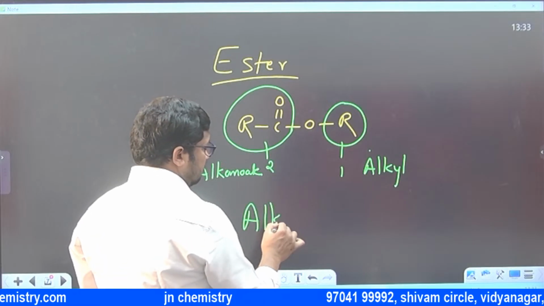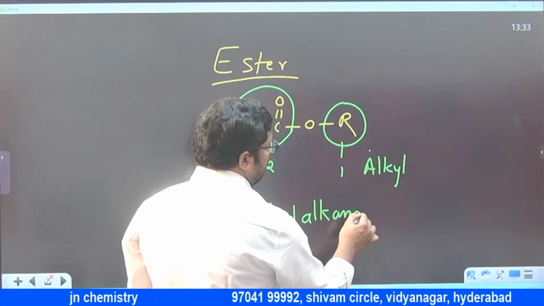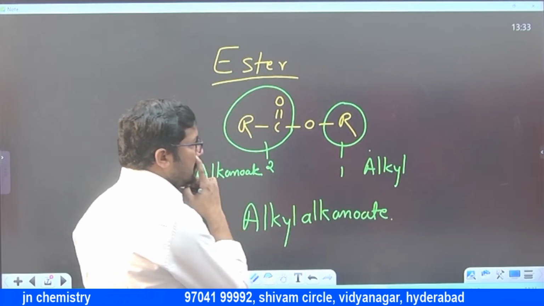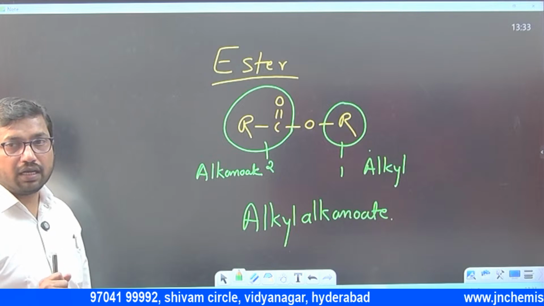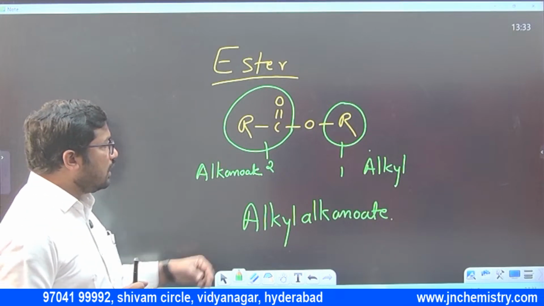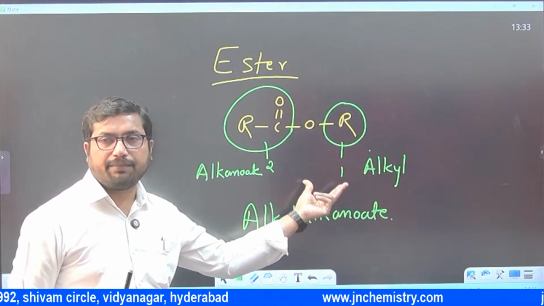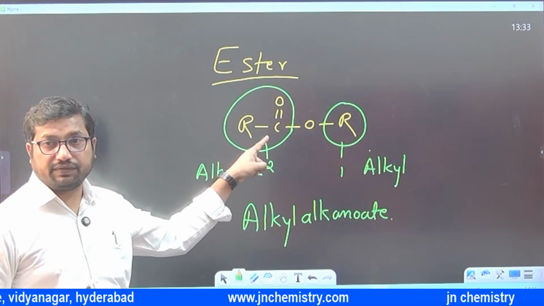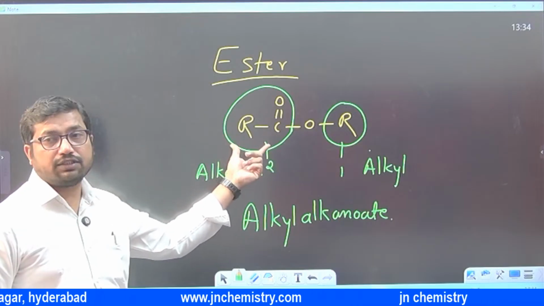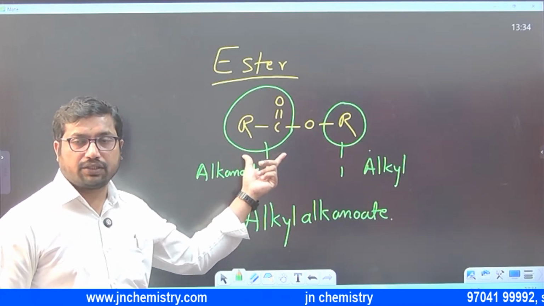Alkyl, alkanoate. So the first one is what? Alkyl, alkanoate. Alkyl means it could be methyl, ethyl, propyl, butyl, pentyl, anything. So we need to count this carbon also. This is very important. So 2 carbons means ethanoate, propanoate, butanoate, pentanoate, hexanoate, like that.